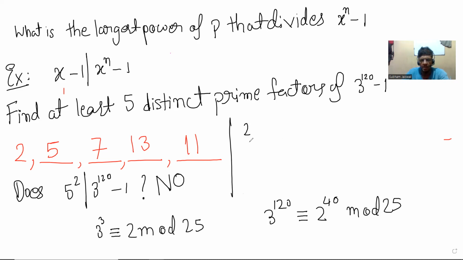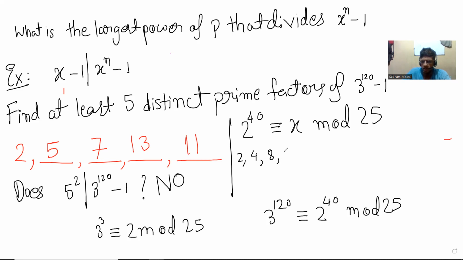Let's see. So basically, we are now interested in what is 2 to the power 40? What remainder does it leave when divided by 25? What is it modulo 25? Let's take this a little slowly and see. So, as you said, we check the first 5 powers. We have 2, and then we get 4, 8, 16, 32. 32 is 7.